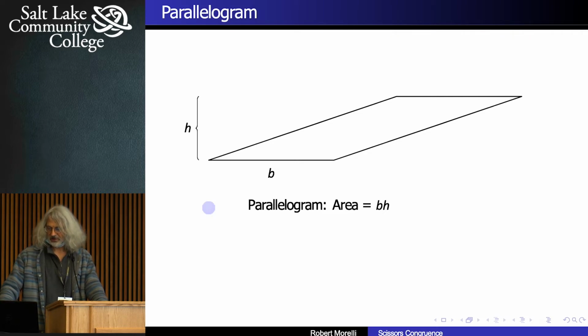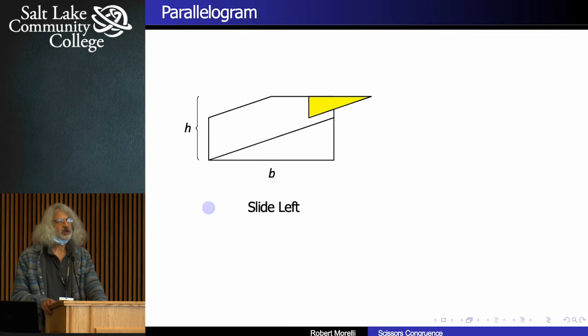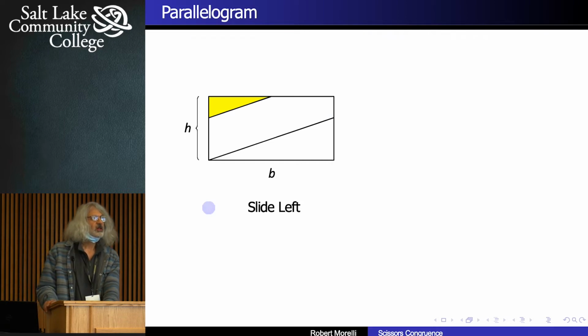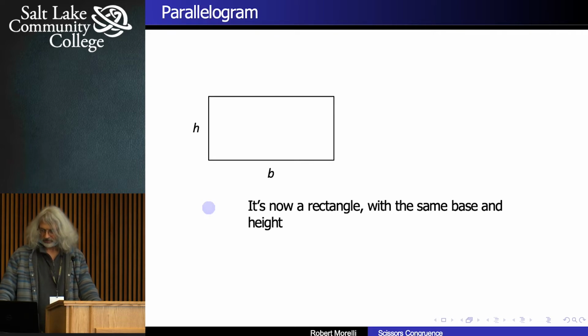Parallelogram can be handled similarly. The parallelogram can be snipped along two dotted lines, and we'll slide the middle section over, and then we'll slide the little triangle over, and it has become a rectangle. And that justifies the fact that a parallelogram is scissors congruent to a rectangle with the same base and the same height. And therefore, its area must be the same as the rectangle. And so that's where we get the area formula for a parallelogram.